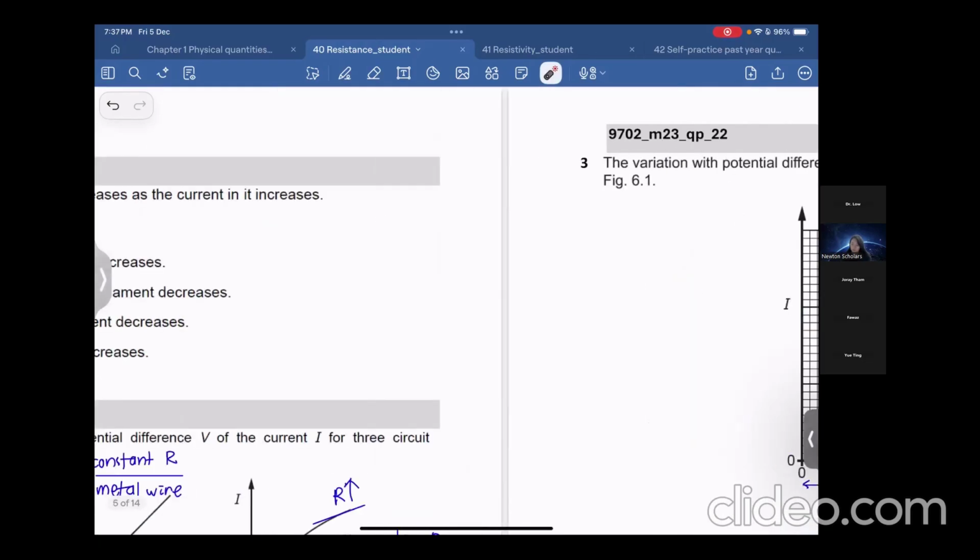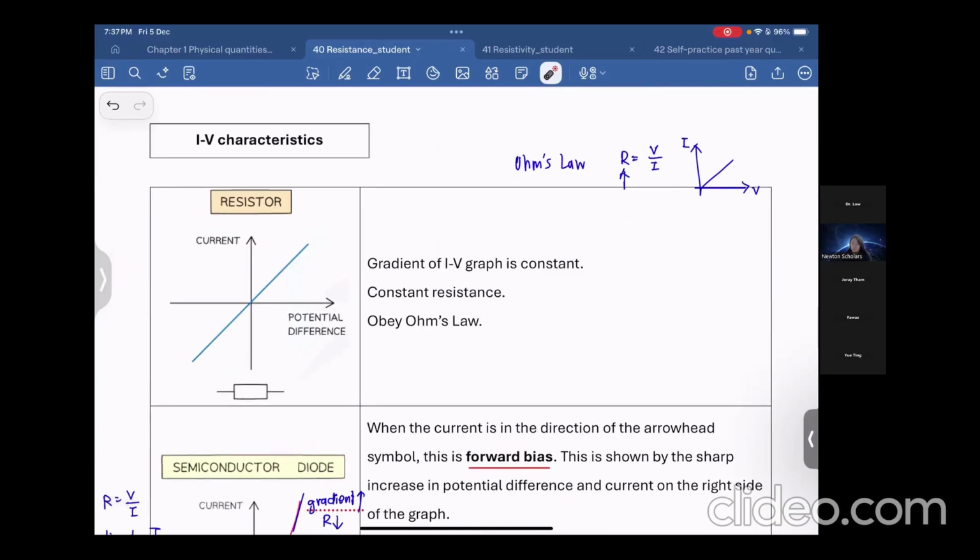So if we come back to the theory, the first one, this resistor or maybe metal wire, if after plotting the graph we find out that it's a straight line passing through the origin, then we say that this conductor follows Ohm's law.